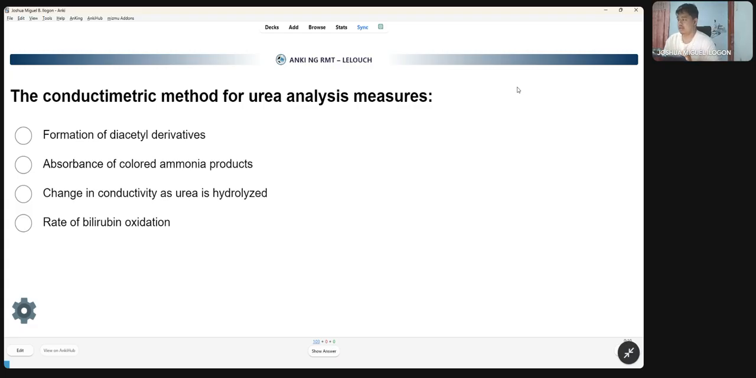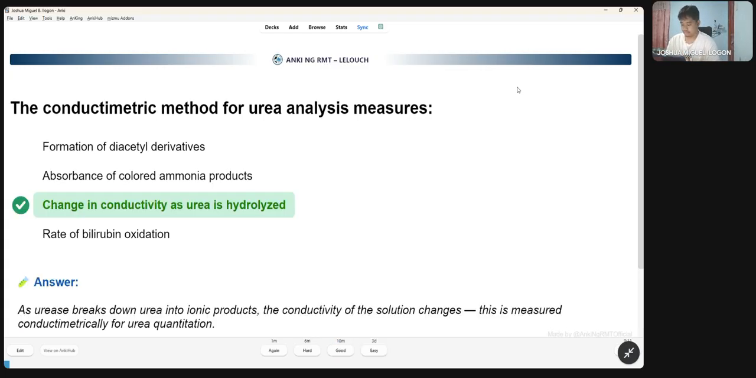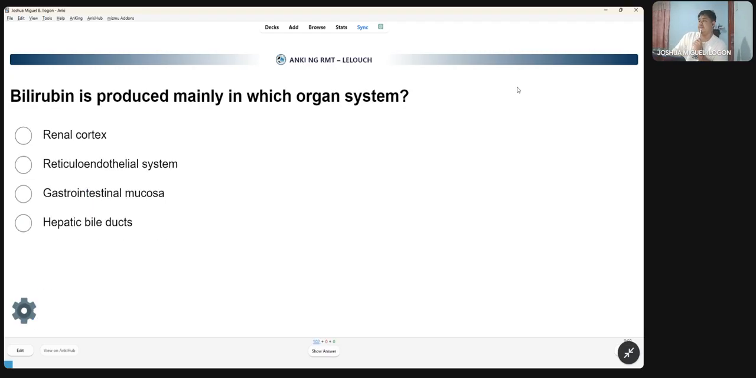The conductimetric is your conductivity, as always. Right, here it is. So this is a change in conductivity. It's fast and specific, and it measures urea converted into ionic products. Alright, bilirubin is produced mainly in which organ system? Reticuloendothelial system, because that's where your macrophages are.